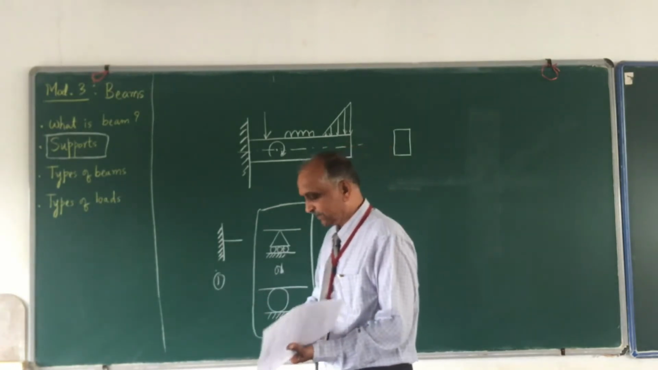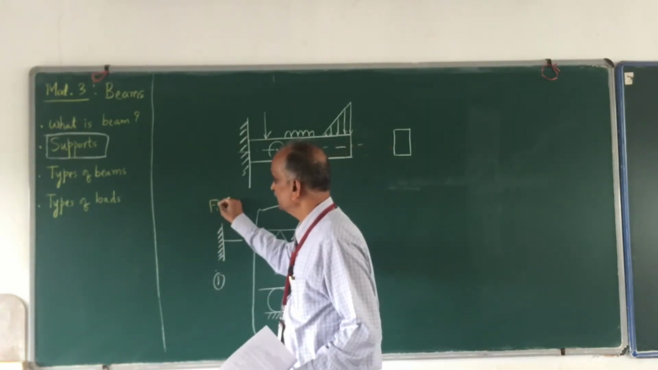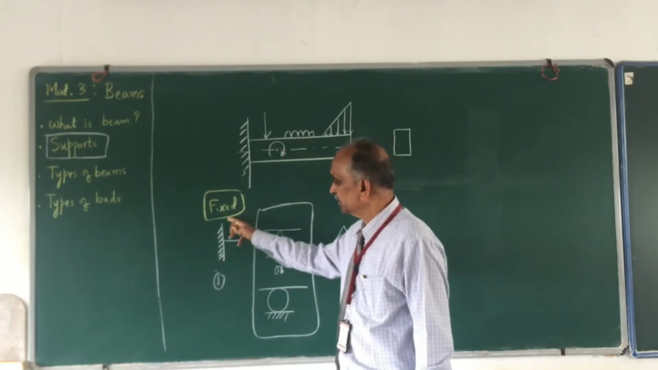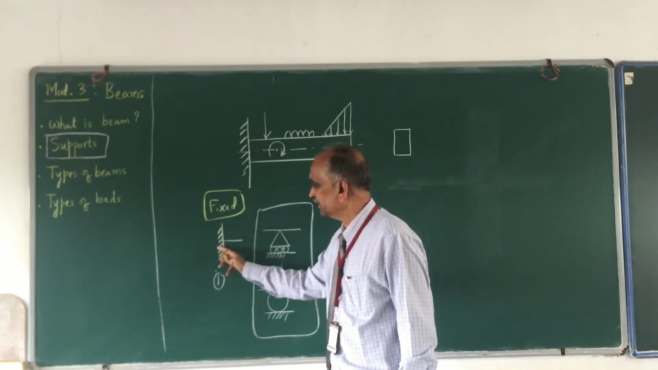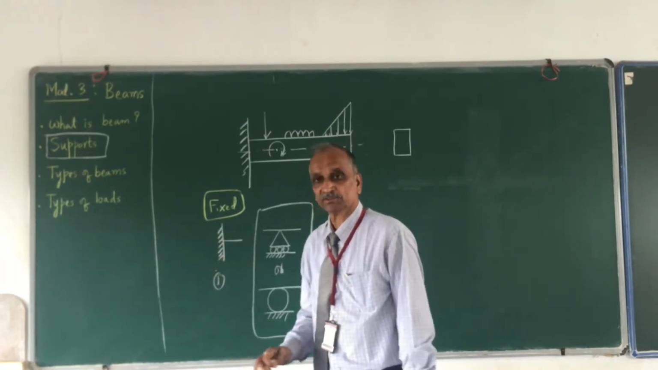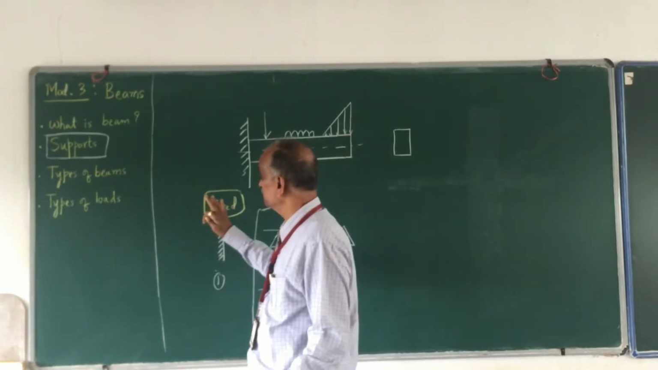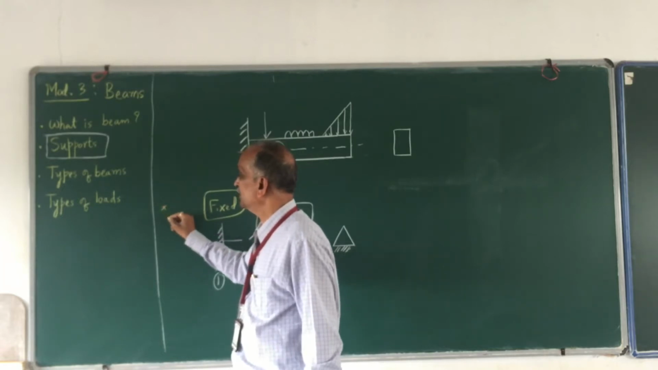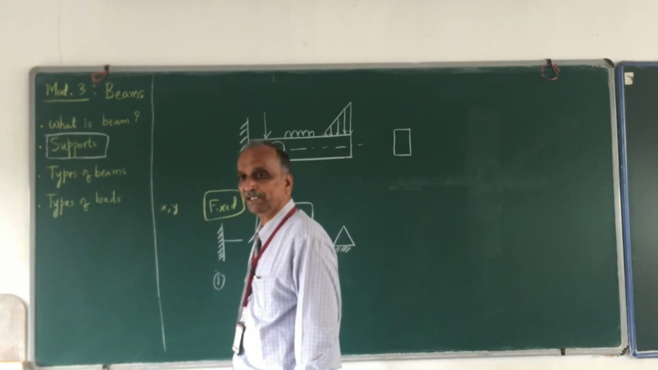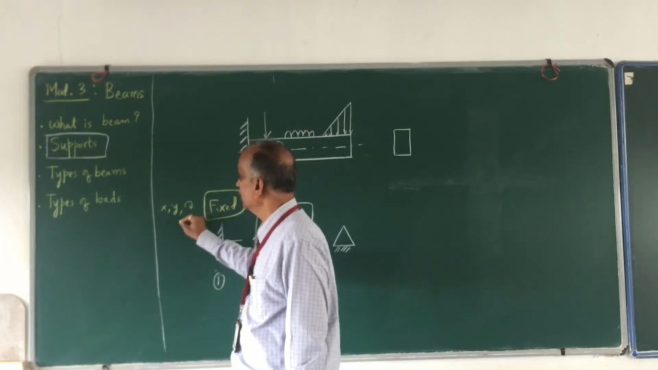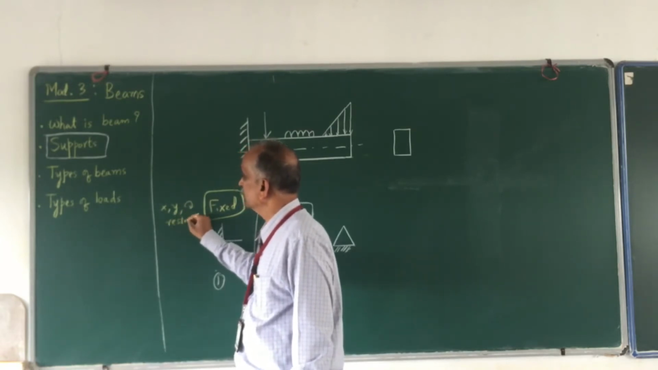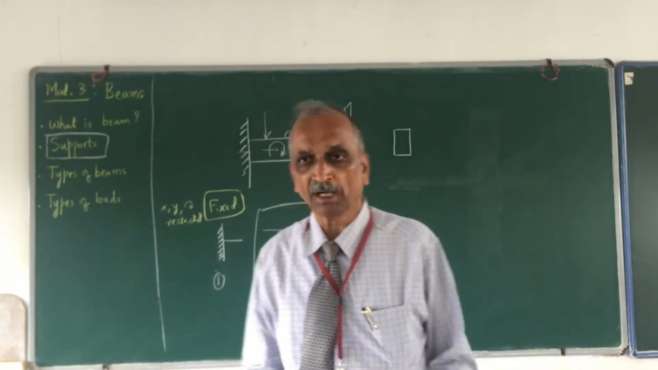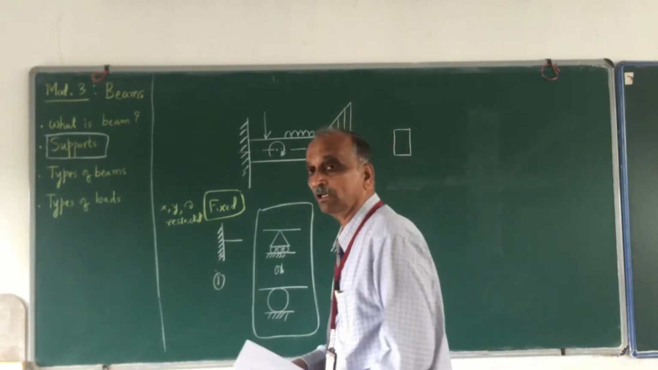Accordingly, we are going to have the names. This is called a fixed support. This is how we indicate it: we draw a line and hatch it. That is called fixed. So what things are restricted? We are not going to have x direction motion, y direction motion, or rotation. All of them are restricted.